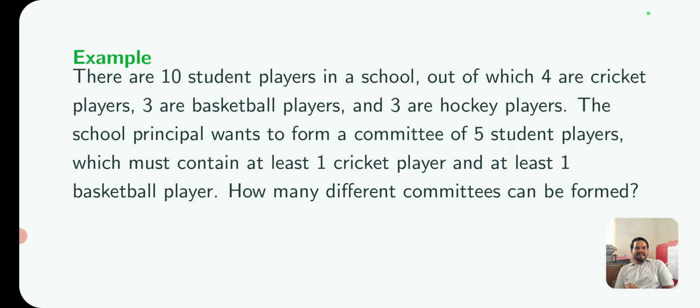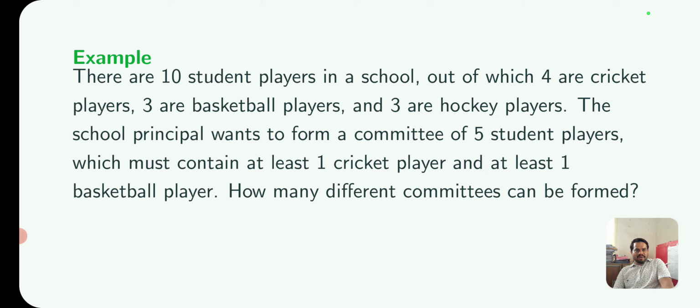So there are 10 student players in a school, out of which 4 are cricket players, 3 are basketball players and 3 are hockey players. The school principal wants to form a committee of 5 student players, which must contain at least 1 cricket player and at least 1 basketball player. So how many different committees can be formed? I think you can read carefully. We will pause this lecture here. Just read: there are 10 students in a school.